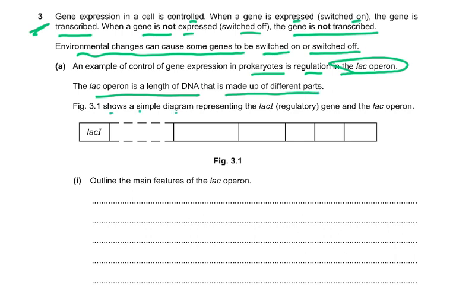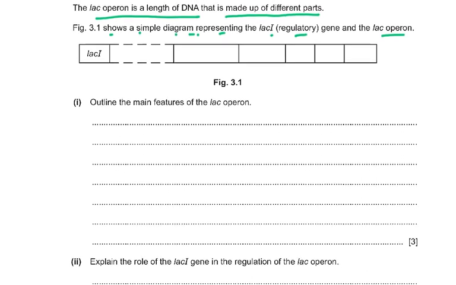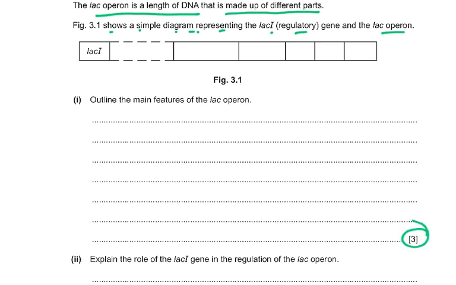Figure 3.1 shows a simple diagram representing the lac-I regulatory gene and the lac operon. Outline the main features of the lac operon, and this is 3 marks. Main features of the lac operon are what? The operon has a promoter, it has an operator, and it has 3 structural genes. LacZ beta-galactosidase gene, LacY beta-galactoside permease gene, and LacA, which is the transacetylase gene.